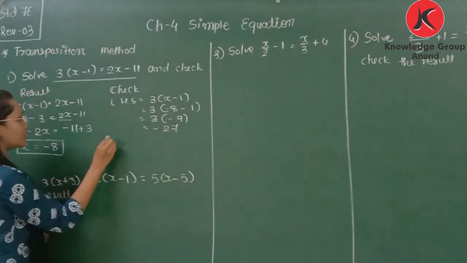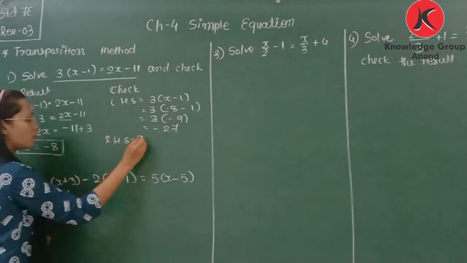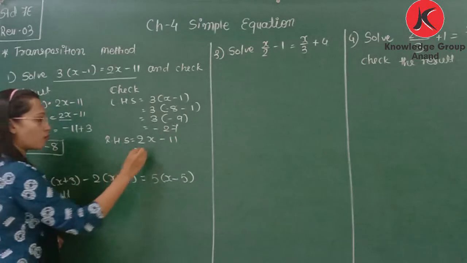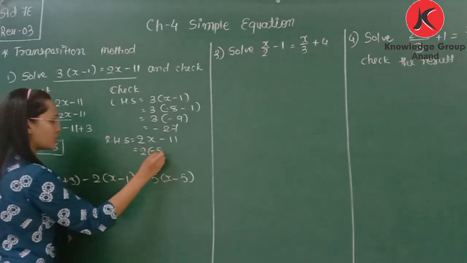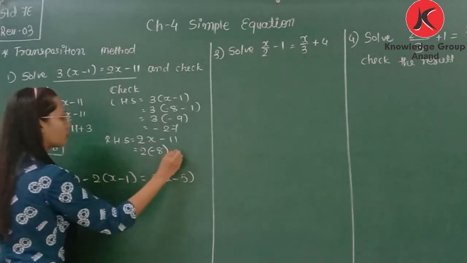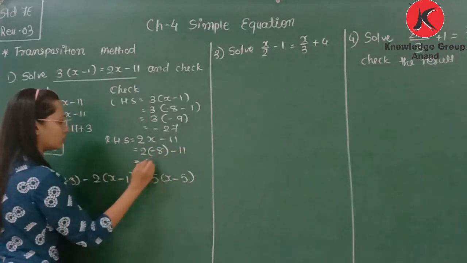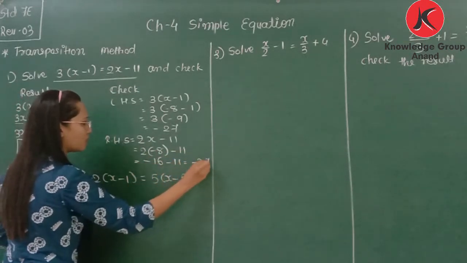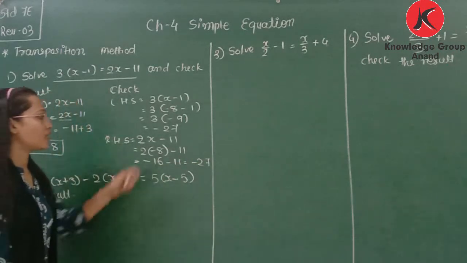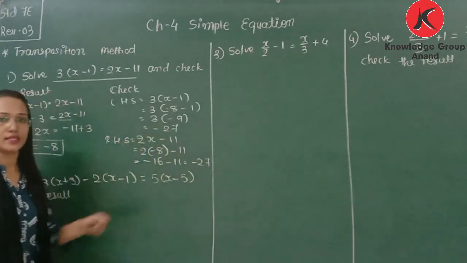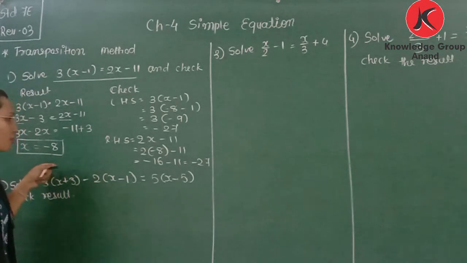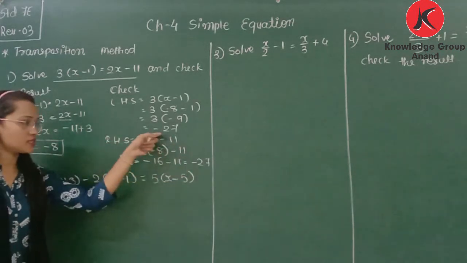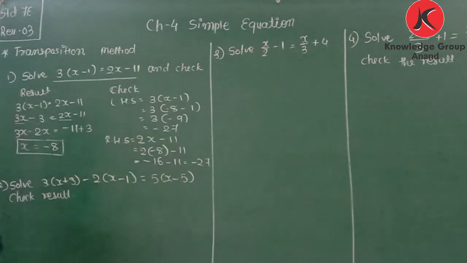Now check the right hand side. We have 2x minus 11. Now the value of x we found is minus 8. 2 times minus 8 is minus 16, minus 11, that is minus 27. Now here you can see that both values, left hand side and right hand side, are equal. If we write the value of the variable inside the left hand side and right hand side, we get the same answer. That's why our answer is correct.